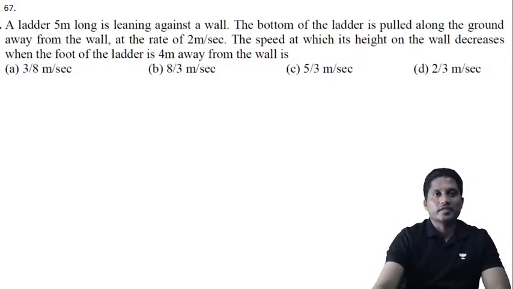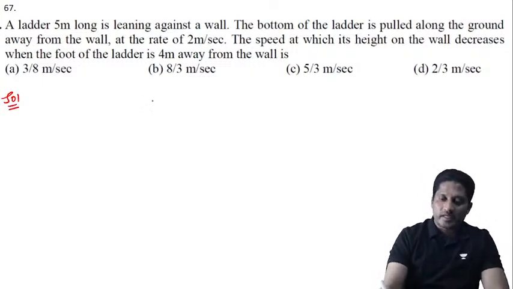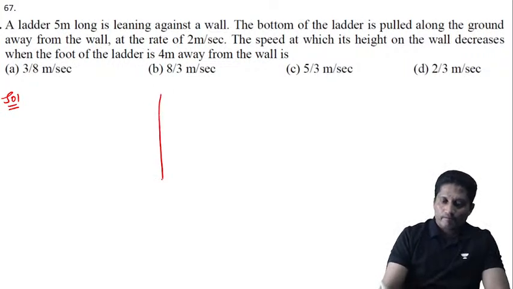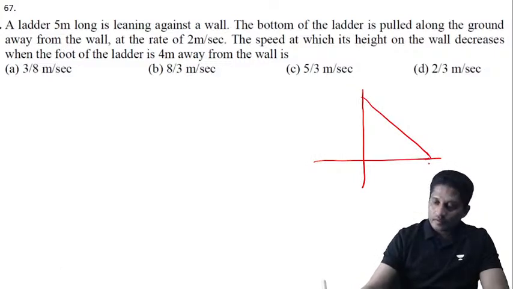Okay, question number 67. A ladder 5 meter long is leaning against a wall. There's a similar question in NCERT. Okay, let's say AB is the ladder. A ladder 5 meter long is leaning against the wall. I'll take OA is equal to x and OB is equal to y.